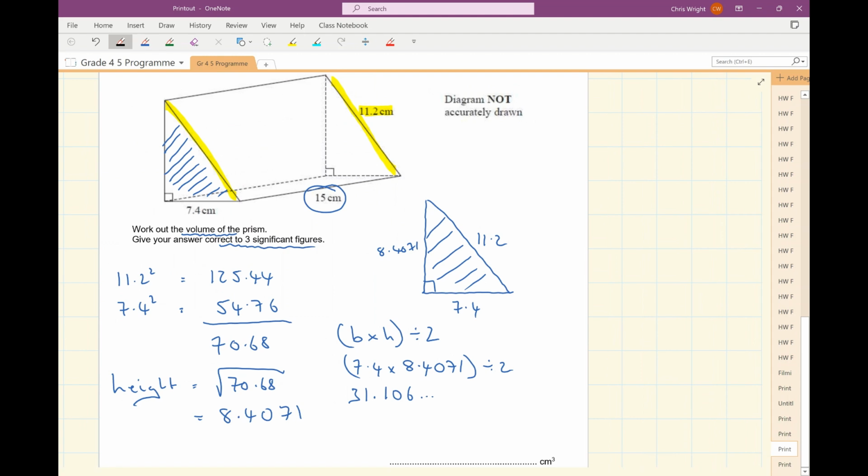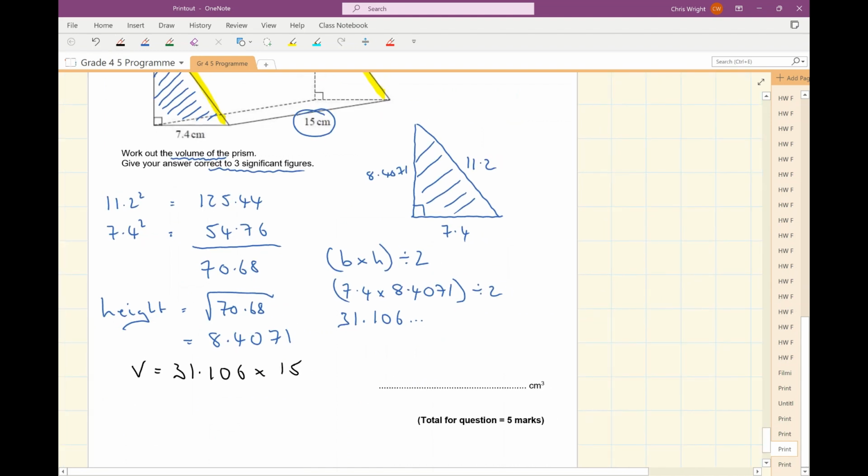So the volume will be the area of the end, 31.106, times 15. Now when I do that on my calculator, I get 466.596, and so on. And I'm asked to give that correct to 3 significant figures. 1, 2, 3. There's the cutoff point. 466 or 467? Answer: 467.